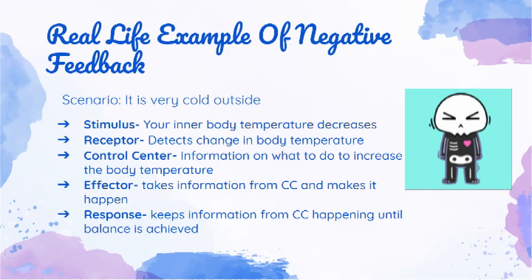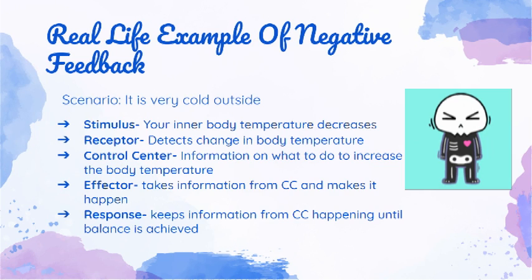Here is a scenario. It is very cold outside. Your inner body temperature decreases due to the weather. The receptor detects the change in body temperature. The receptor sends information to the hypothalamus, which is the control center in this scenario. Then it decides on what information to send to the effector so it can increase the body temperature. The effector takes information from the control center and makes it happen.